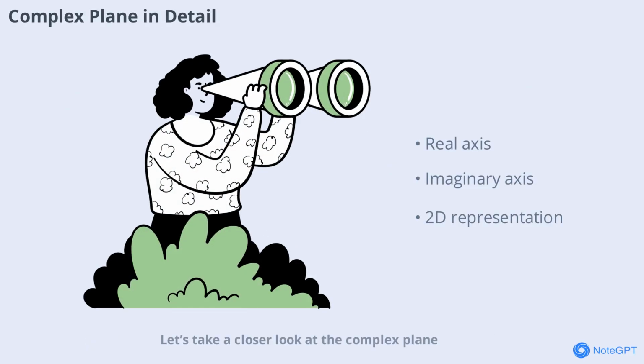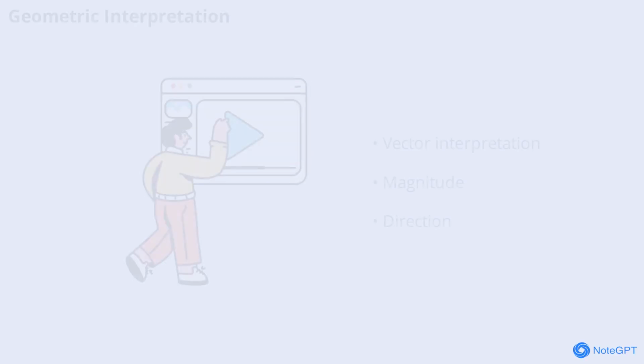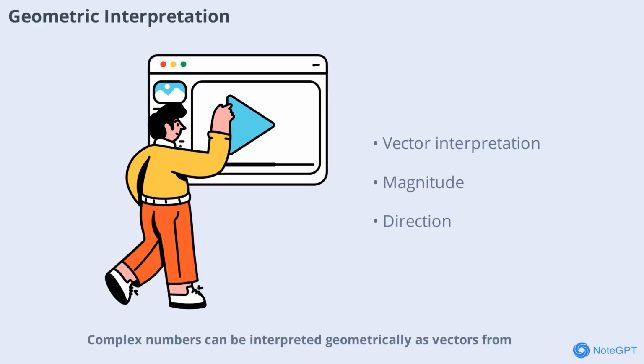Let's take a closer look at the complex plane. This two-dimensional space allows us to represent every complex number as a point. The horizontal axis is the real axis, and the vertical axis is the imaginary axis. This visualization makes it easier to understand operations like addition, subtraction, and multiplication. Complex numbers can be interpreted geometrically as vectors from the origin to a point on the complex plane. This perspective helps us understand their magnitude and direction and makes operations like addition and multiplication more intuitive.